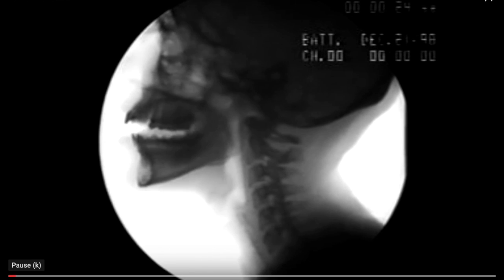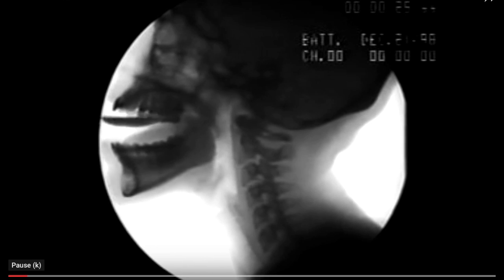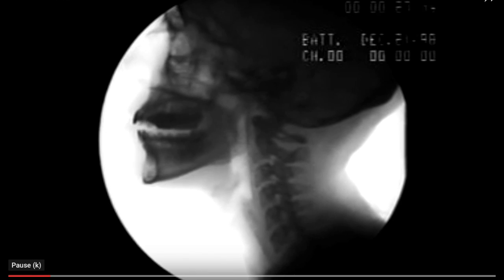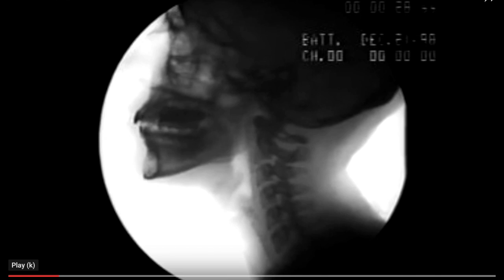So a bolus is going to begin to enter the mouth. The tongue is going to be used to propel the bolus to the anterior portion of the oropharynx. When this happens, the velum is going to raise, closing off the nasopharynx from the oropharynx. The bolus is going to continue going down.